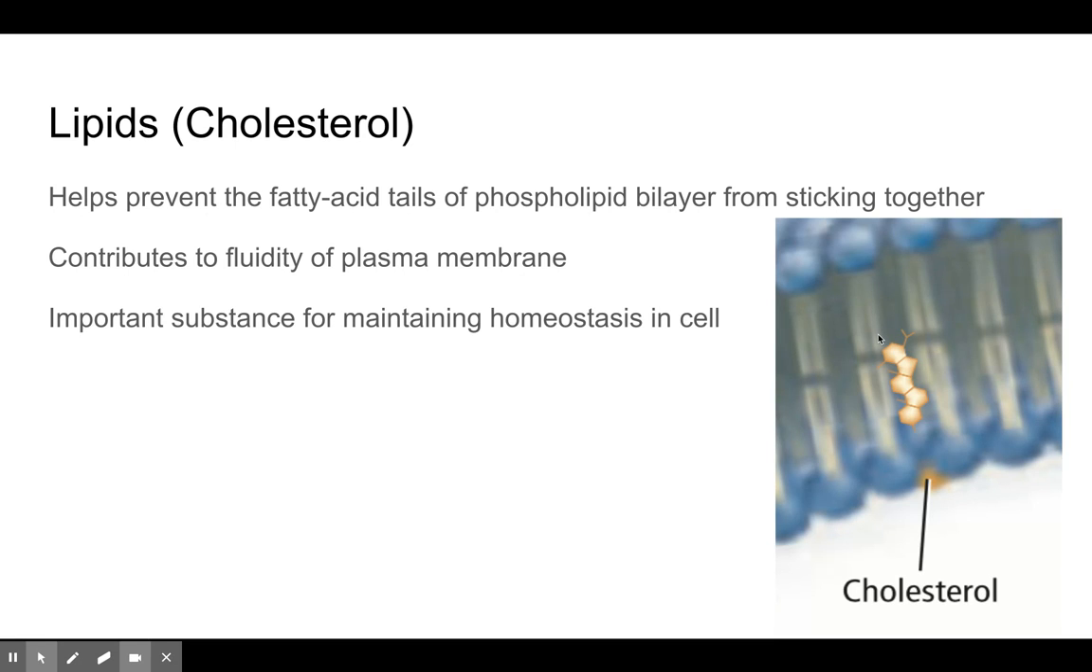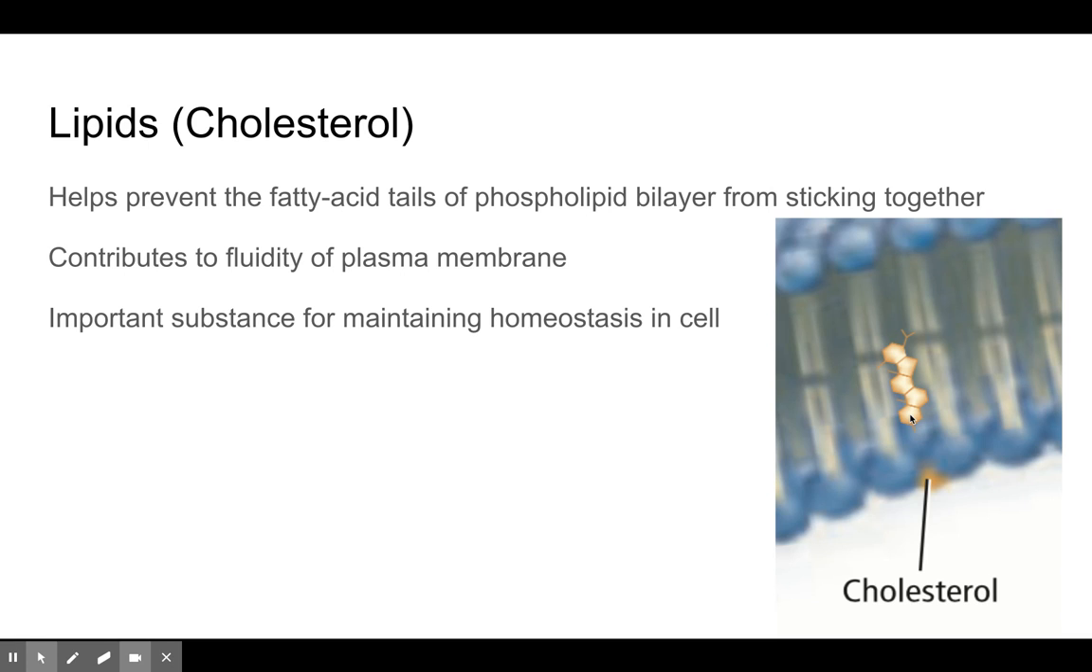So when you think about it, if you've ever seen a chunk of fat that has been taken out or has been used as an example, it all sticks together, right? And that's why, when we experience weight gain or something like that, it's fat coming together and sticking together. Well, if it weren't for the cholesterol found within the plasma membrane, then we would have the issue of these fatty acids sticking together. So that prevents that from happening.